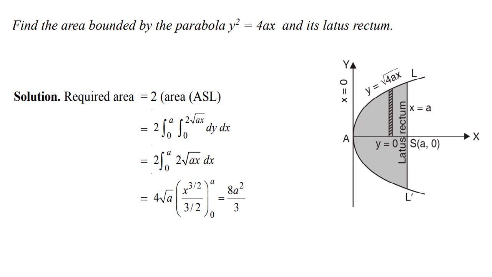Now I am going to integrate this with respect to x. Then I will be getting it as 4 root of a, x to the power 3 by 2 divided by 3 by 2, with the upper limit a and the lower limit 0. When I substitute the upper and the lower limit in the place of x, I will be getting the answer of 8a square by 3. So by constructing the diagram properly, we can solve this sum easily.